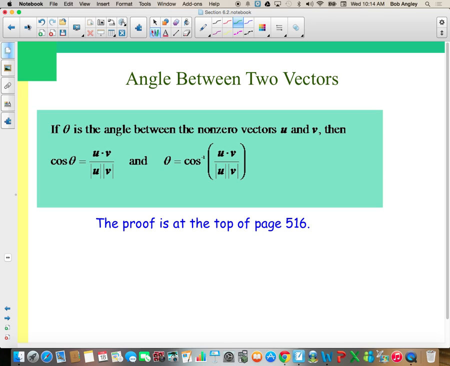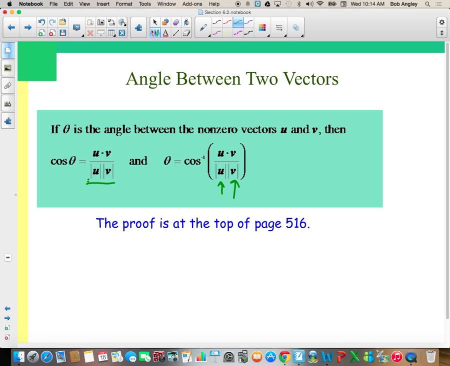Now, we're going to look at this thing about the angle between two vectors. All right, it says if theta is the angle between the non-zero vectors u and v, then the cosine of theta is equal to the dot product of the two vectors divided by the product of the lengths of the two vectors. That's what this is saying here. And so theta then is going to be the cosine inverse of the dot product over the magnitude of u times the magnitude of v.